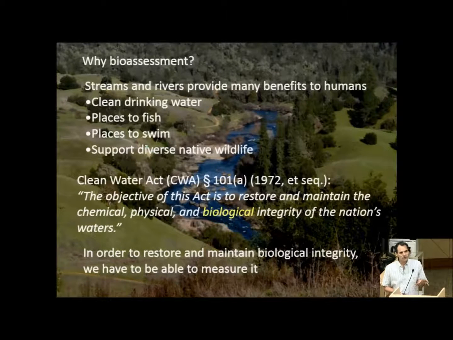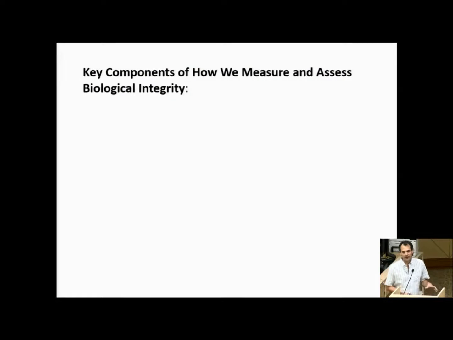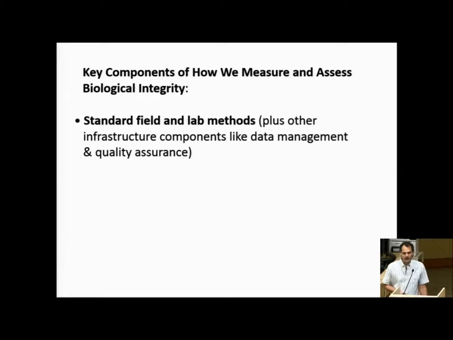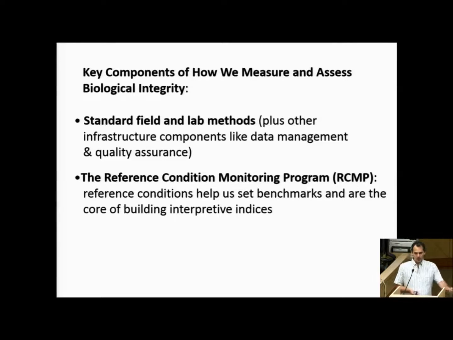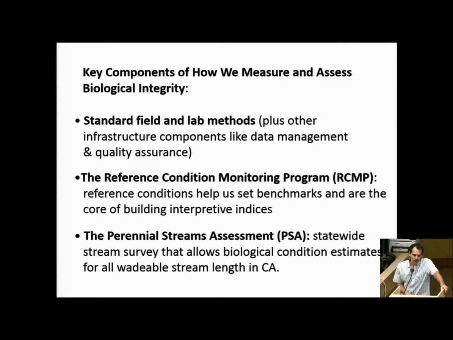So I'll focus the rest of this overview on 3 key components of how we actually measure and assess biological integrity: standard field and lab methods, reference condition monitoring program. Reference conditions are what we use to set benchmarks or expectations, and they are the core of building any interpretive index for bioassessment data. And the Perennial Streams Assessment, which is our statewide survey that allows biological condition estimates for all wadable stream length in California.